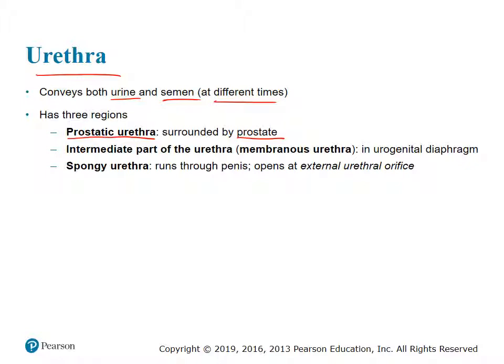And the membranous urethra is an area there, and we have that in the urogenital diaphragm, right? Okay, and then the spongy urethra is the part of the urethra where it runs through the penis, right?